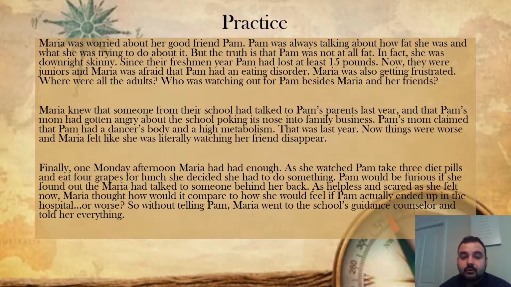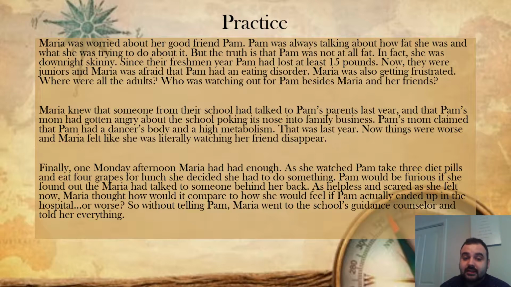Maria knew that someone from their school had talked to Pam's parents last year, and that Pam's mom had gotten angry about the school poking its nose into family business. Pam's mom claimed that Pam had a dancer's body and a high metabolism. That was last year. Now things were worse, and Maria felt like she was literally watching her friend disappear.